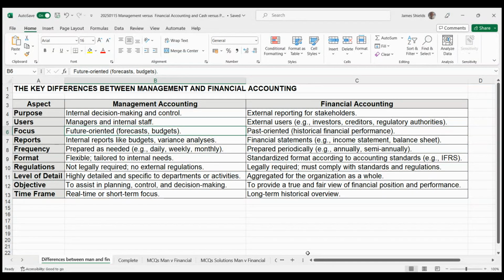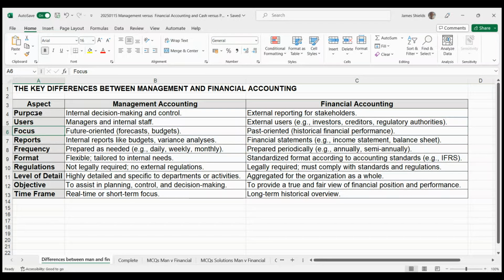Hello and welcome to the key differences between management and financial accounting. So the purpose, first of all. Management accounting is for internal decision making and control, whereas financial accounting is for external reporting for stakeholders. Users: management accounting is used by the managers and internal staff of the organisation, whereas financial accounting is for external users, for example, investors, creditors, regulatory authorities.